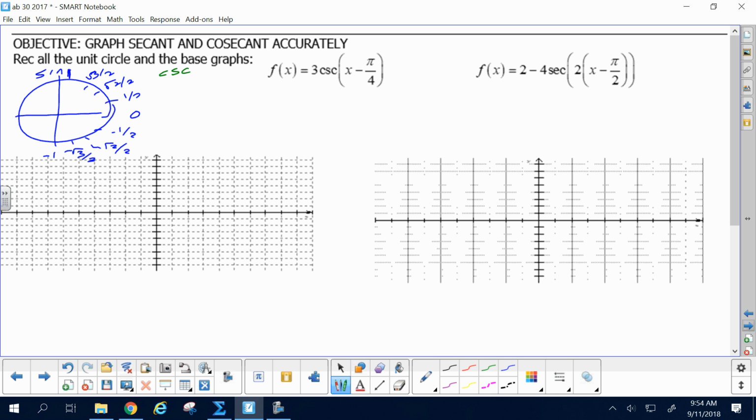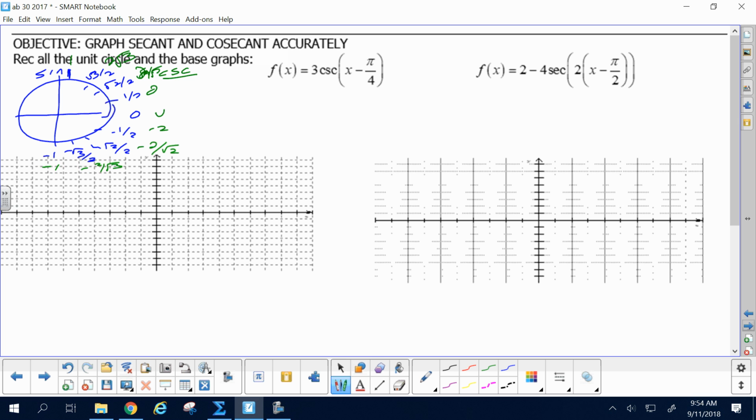Now let's talk the reciprocals here. Cosecant would be the reciprocals. Well, let's start here. The reciprocal of negative 1 is negative 1. This is negative 2 over root 3, which we could rationalize. This is negative 2 over root 2, negative 2, and 0. Dividing by 0 is undefined, okay? And then 2, root 2 over 2, 2 over root 3, and 1.